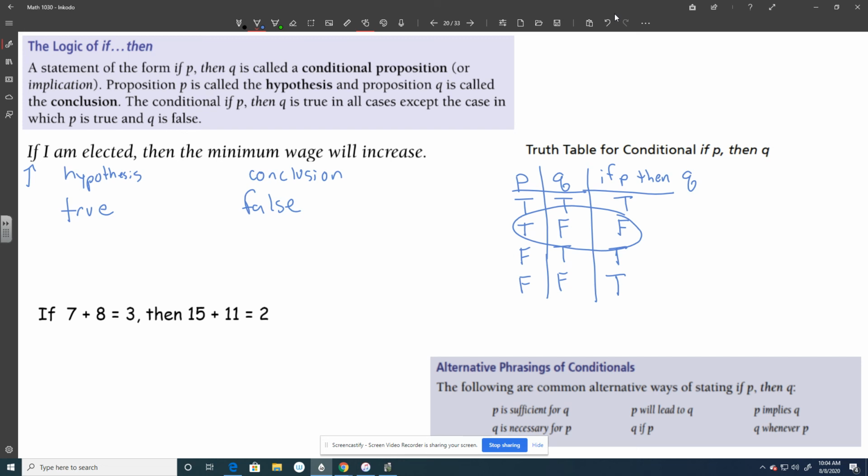Let's do one more example. I know we're up to like 22 minutes, but with your just watching the video today, we'll do the homework tomorrow. So we've got time for one more example.